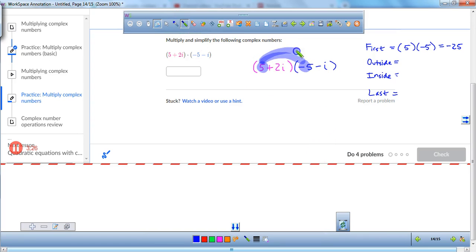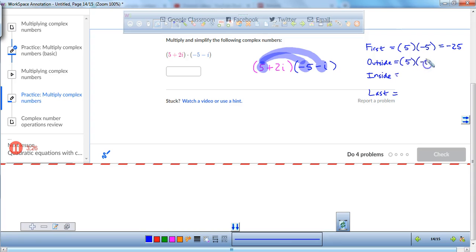Our outside products are right here. 5 times negative i. So we're going to put 5 times a negative i, which gets us a negative 5i. There we go. Now we're switching colors here.